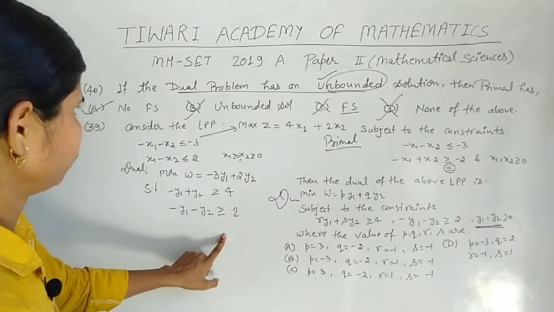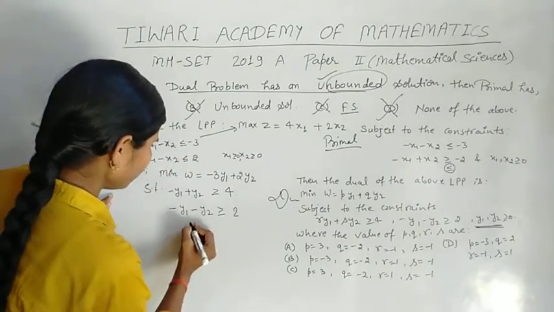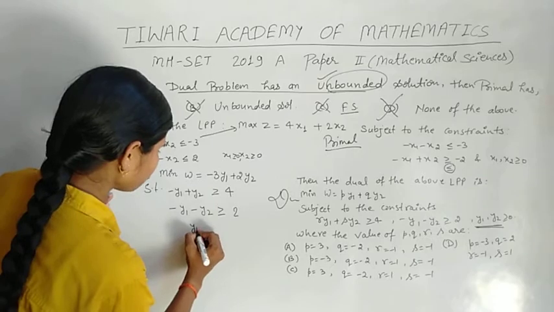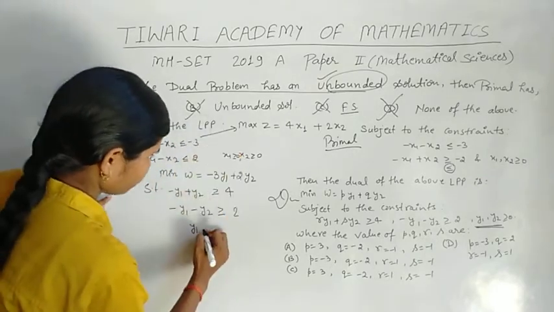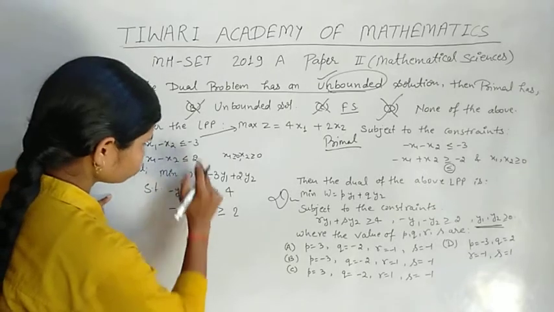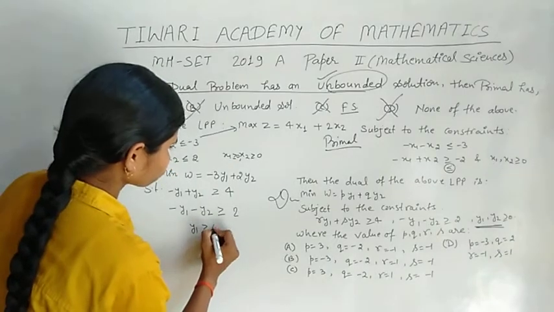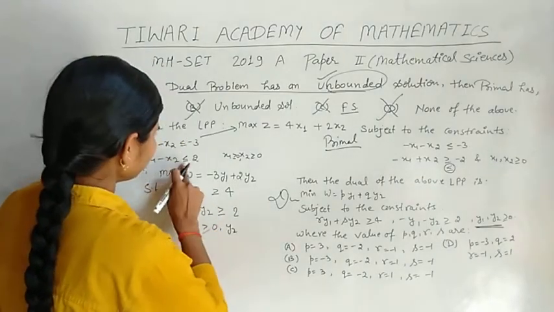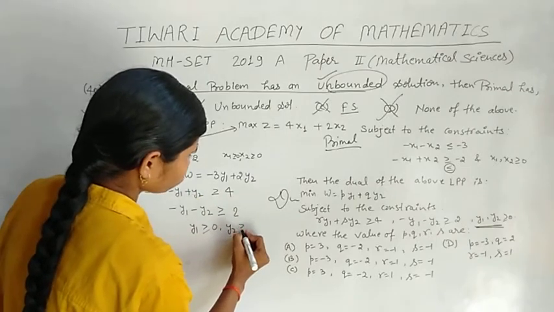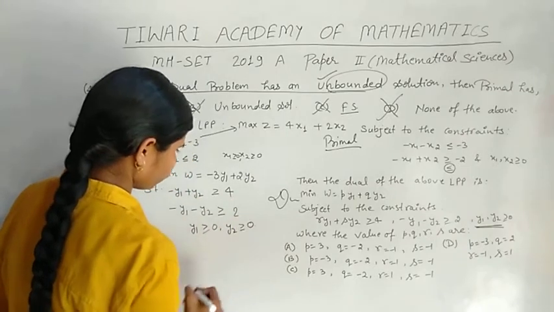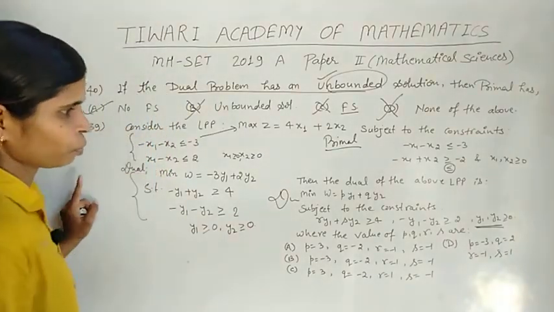For the non-negative restriction, this is less than or equal to, this is less than or equal to, so in the dual the non-negative restriction is the opposite of this sign. In the constraints y1 less than or equal to, so its sign changes, y1 greater than or equal to 0. This constraint is also less than or equal to, so it also changes, y2 greater than or equal to 0. This is our dual problem and this is our primal problem.